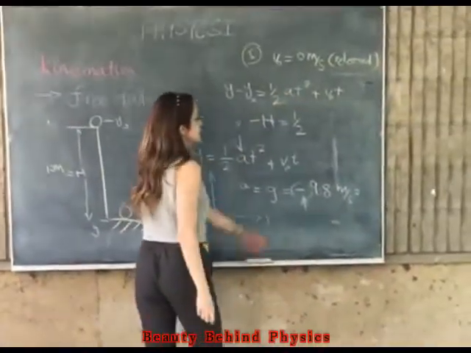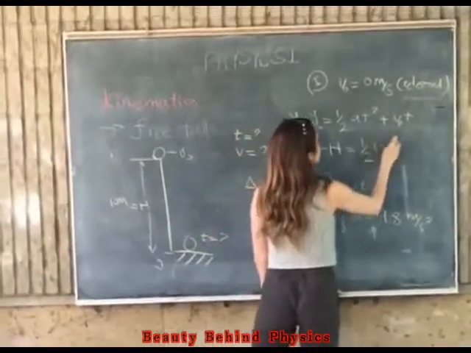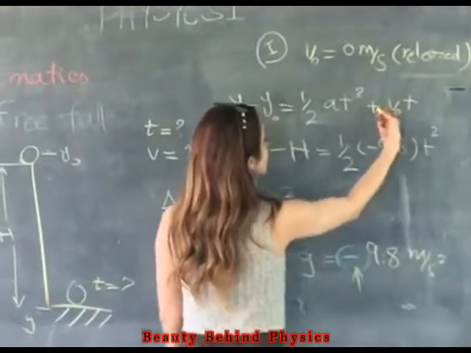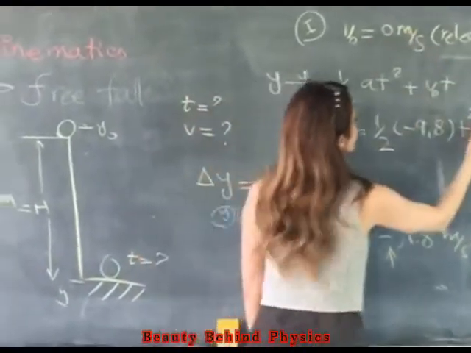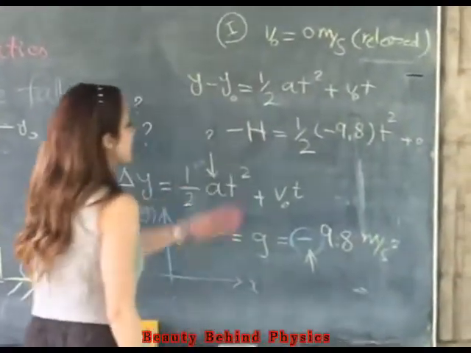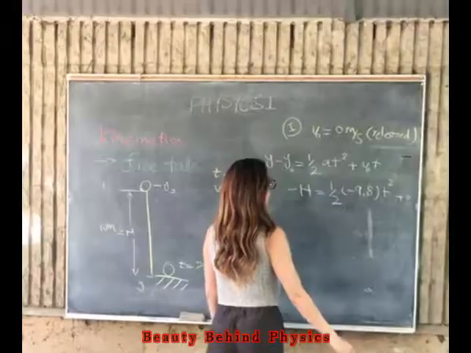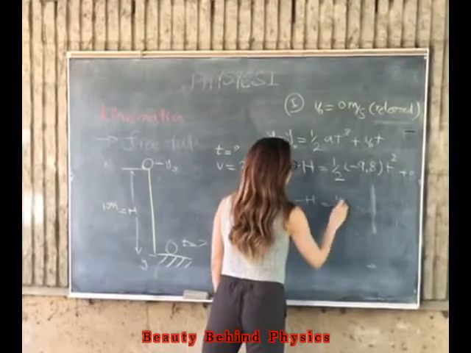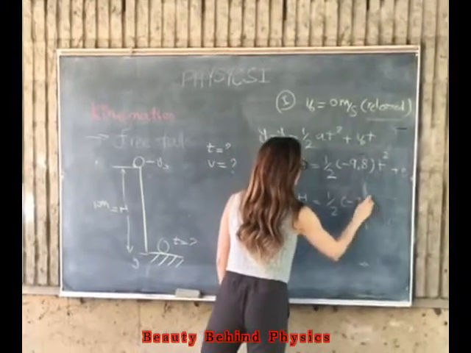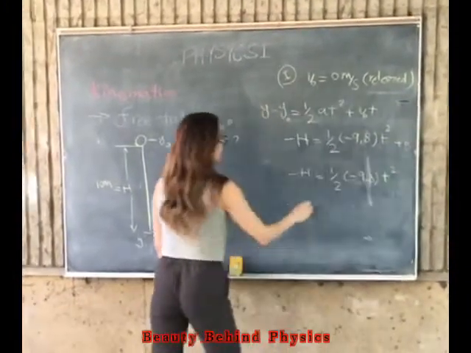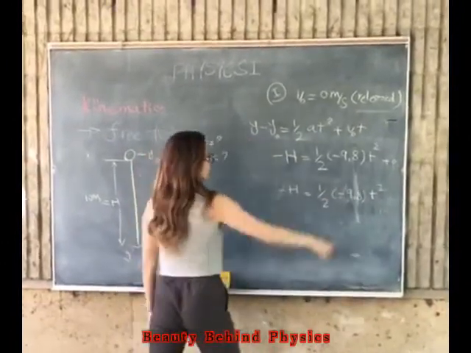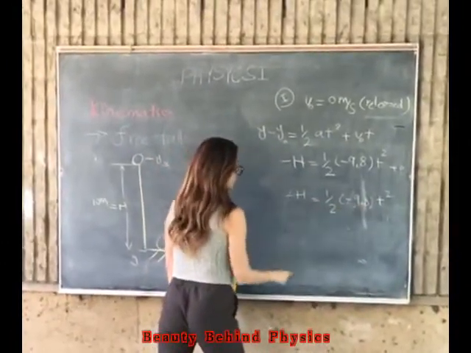What is acceleration? It's negative 9.8. What is the initial velocity? It was 0. Now I can solve for time. Minus h is equal to 1/2 times minus 9.8 t squared. These two minus signs will cancel out, and I will rearrange the equation for t.